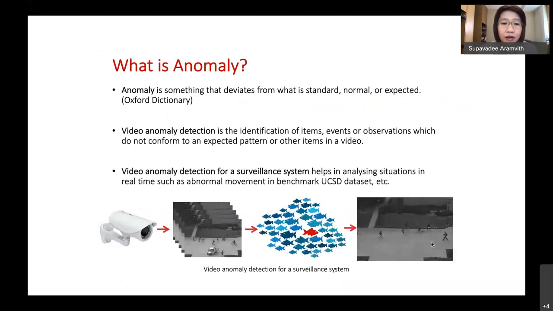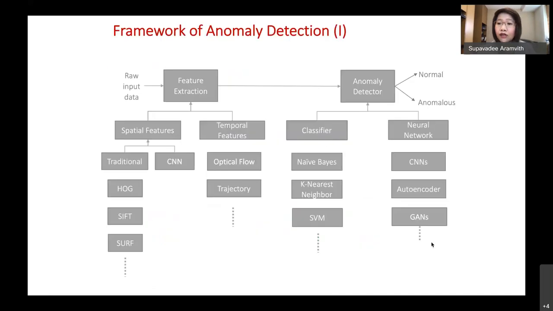When we talk about anomaly, it is defined as something that deviates from the standard, normal, or expected patterns. So if we take a look at this video, if the algorithm thinks that people walking is the normal pattern, then anything that deviates from that, such as the truck and also people riding a bicycle, would be considered an anomaly. Of course, anomaly is subjective. It depends on how you define it.